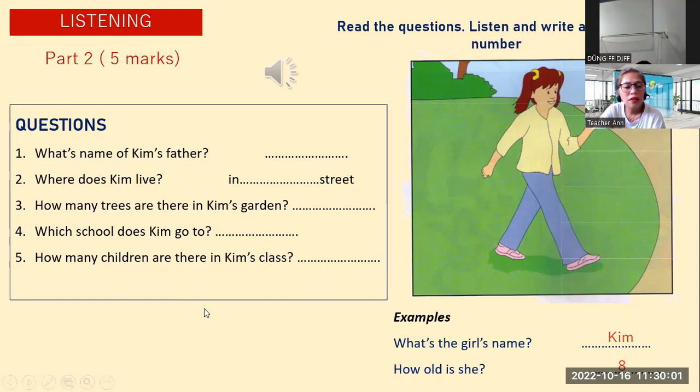Okay, Dong, you want to listen again? Yes. Okay, please. What is the name of Kim's father? Okay, Kim's father. Okay, please listen.